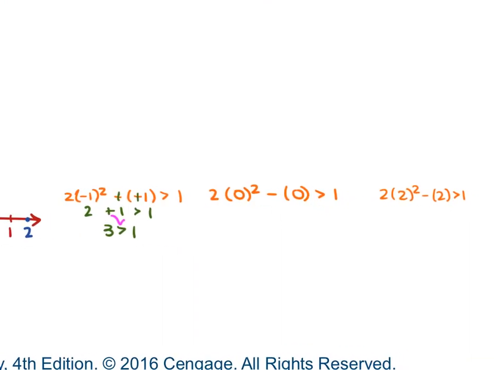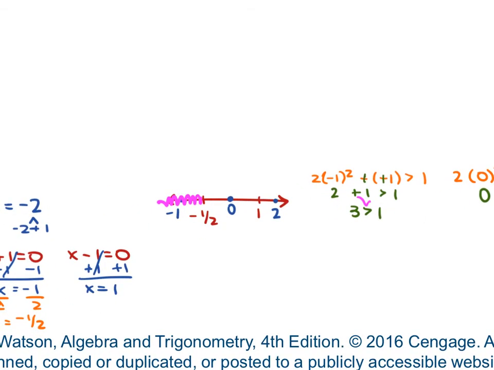For the 0, you have 2 times 0 squared. 0 squared is 0. 2 times 0 is 0. Minus 0. 0 minus 0 is just 0. Is greater than 1. That's not true. So that doesn't work. That doesn't get a line over it. For the 2 times 2 squared minus 2, the 2 squared is 4. Times 2 is 8. 8 minus 2 is 6, is greater than 1. 6 is greater than 1. That works. So our line would go over where that 2 is as well.